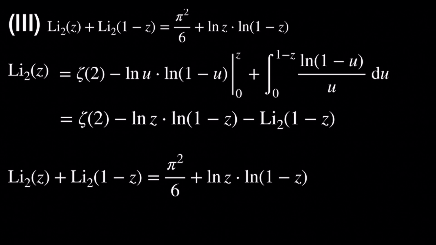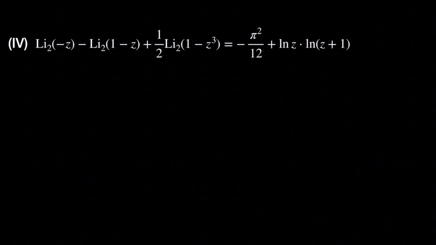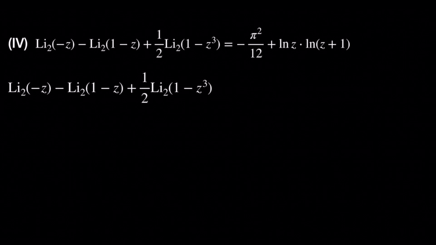Now let's move on to the fourth identity. So we want to prove that Li2 of negative z minus Li2 of 1 minus z plus 1/2 of Li2 of 1 minus z squared is equal to negative pi squared over 12 plus log of z times log of z plus 1. Okay, so we're going to start with the left hand side, and we're going to use two identities here, the first identity and the third identity.